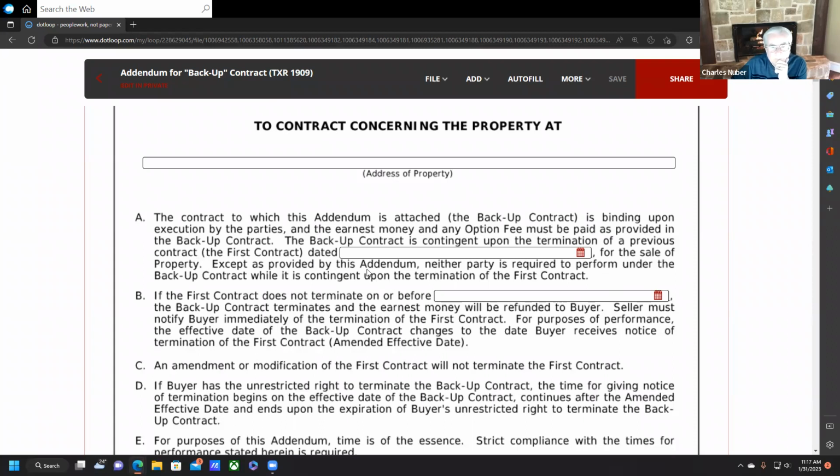Except for as provided in this addendum, the party is required to perform, meaning that after you've delivered option and earnest, your option period doesn't start counting down, and none of the other criteria in the contract are required, as the seller or the buyer, to perform until you're given notice that your contract has moved to first position under the backup contract while it's contingent on the termination of the first contract.